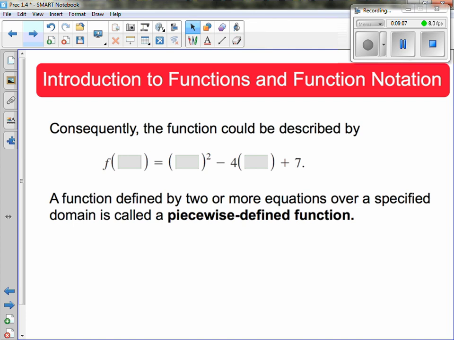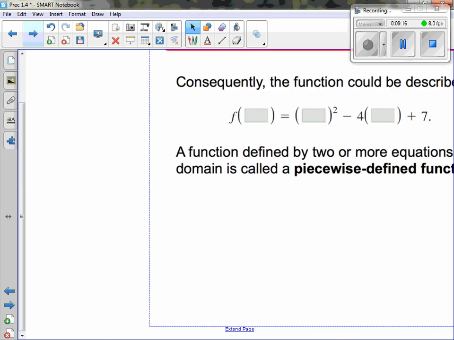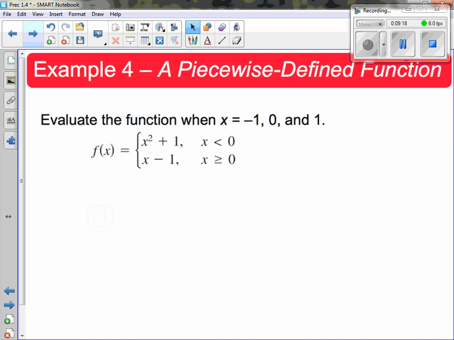Now, the next thing we're going to talk about is a piecewise defined function. A piecewise defined function has more than one function attached to it. Like this here. This is a piecewise function. Depending on the value of x is going to depend on which one we use.